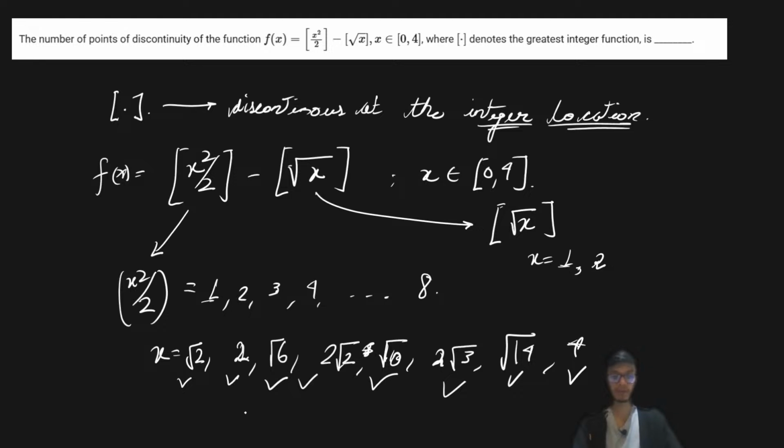So if you count this up, there are going to be 8 points where this particular function is discontinuous. Therefore, in the interval from 0 to 4, the particular function is discontinuous at 8 locations. It's a very simple problem, straightforward.